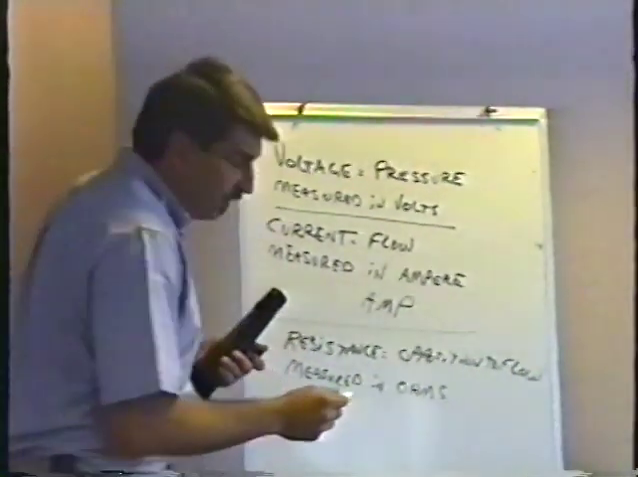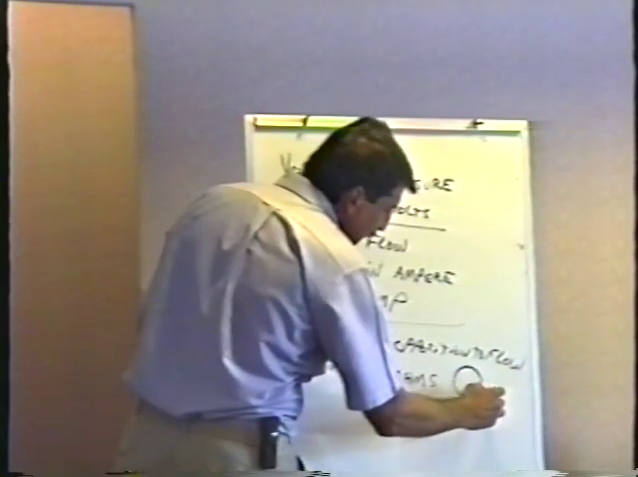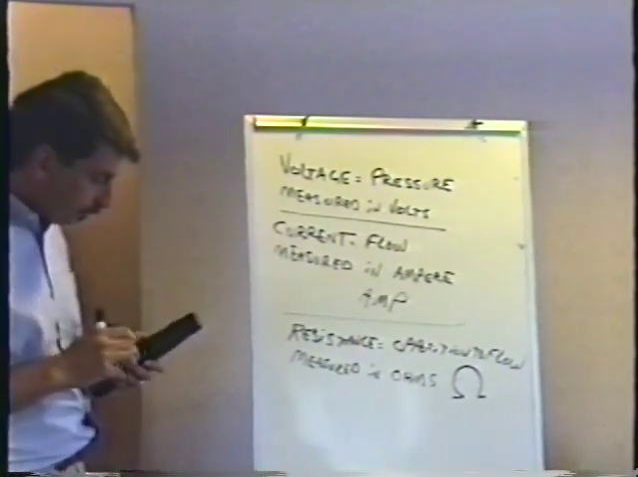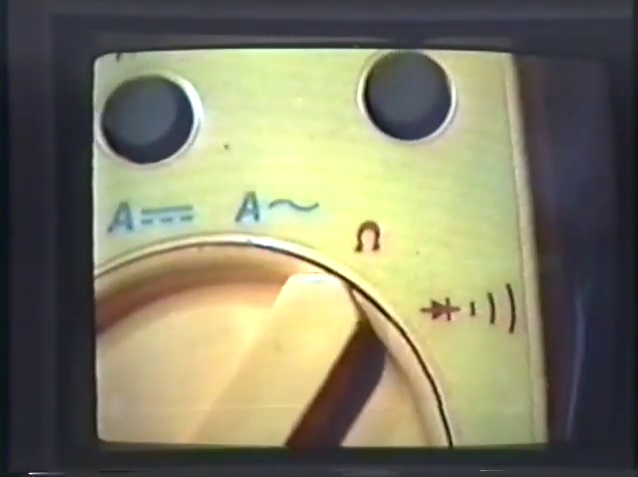We have a symbol that we use for ohms, and that is this symbol right here. It's the Greek letter omega. The little Greek letter omega. See the little Greek letter omega there on your meter? And that indicates that this is the place for ohms. This is where you set your meter for ohms. Right there.